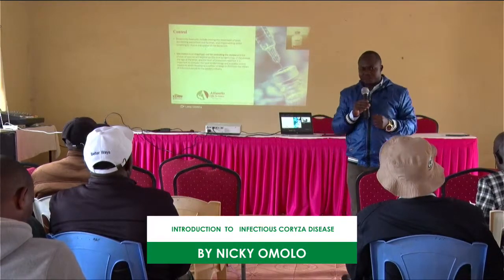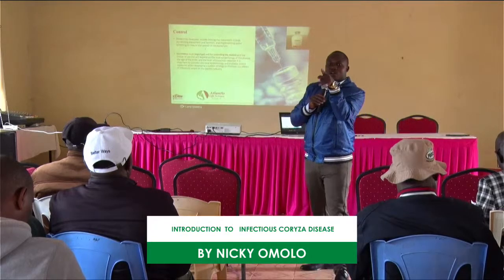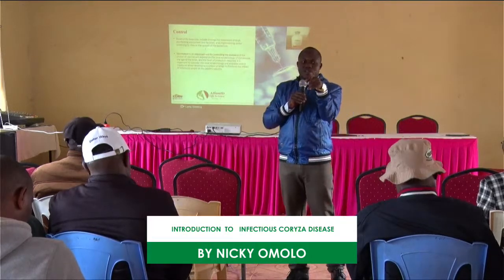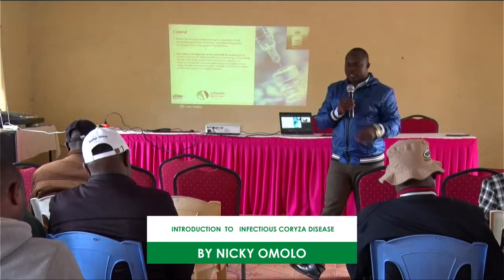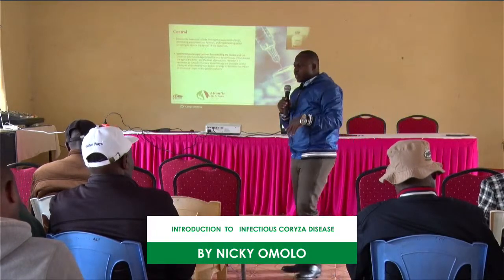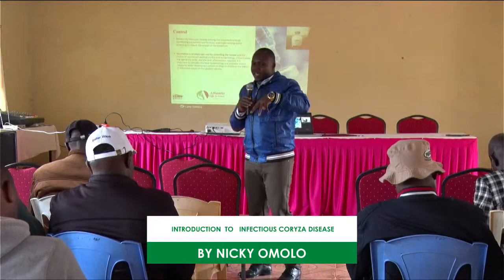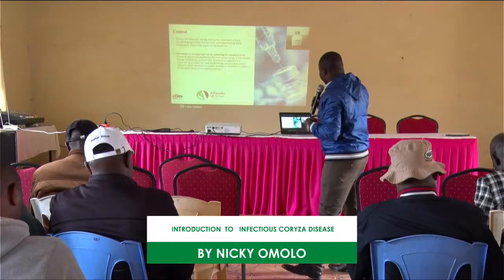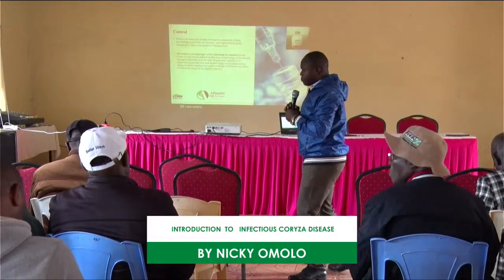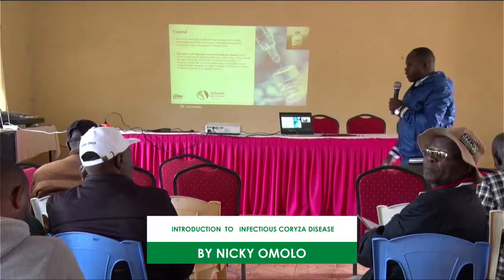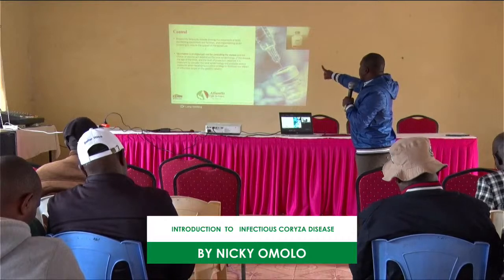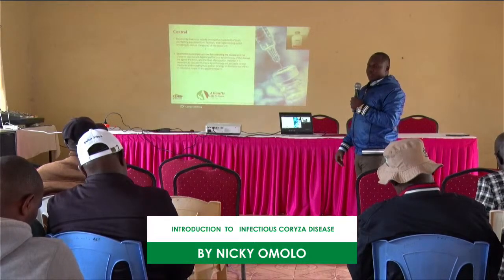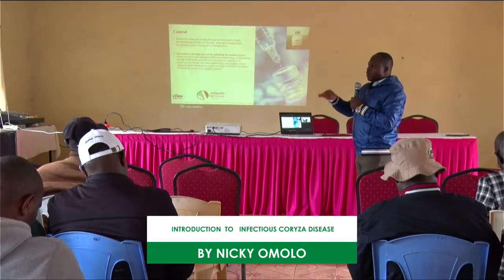Are we together? And we have that chemical down there by the name Biosec. So if you want to see it, you can go and have a look at it. It's called Biosec. You just spray it inside the poultry unit, even when the chickens are inside. It will do a lot of service to the poultry birds when they have an infection of infectious coryza.